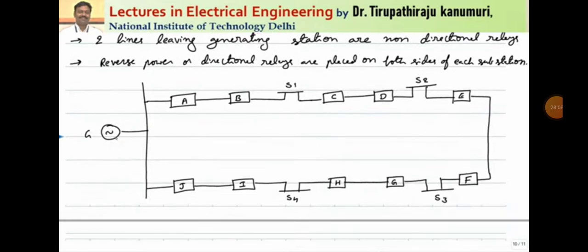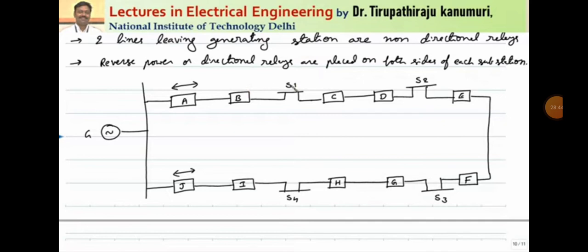Let us assume there is a generating station. There can be multiple generating stations. There are different substations S1, S2, S3 and S4. You can see all the substations are interconnected. Now the grading is done in such a way that at the generating end side we go for non-directional relays, and for the different sections, at each substation on both sides, there will be relays. They are directional relays which will operate only if the power direction has changed.